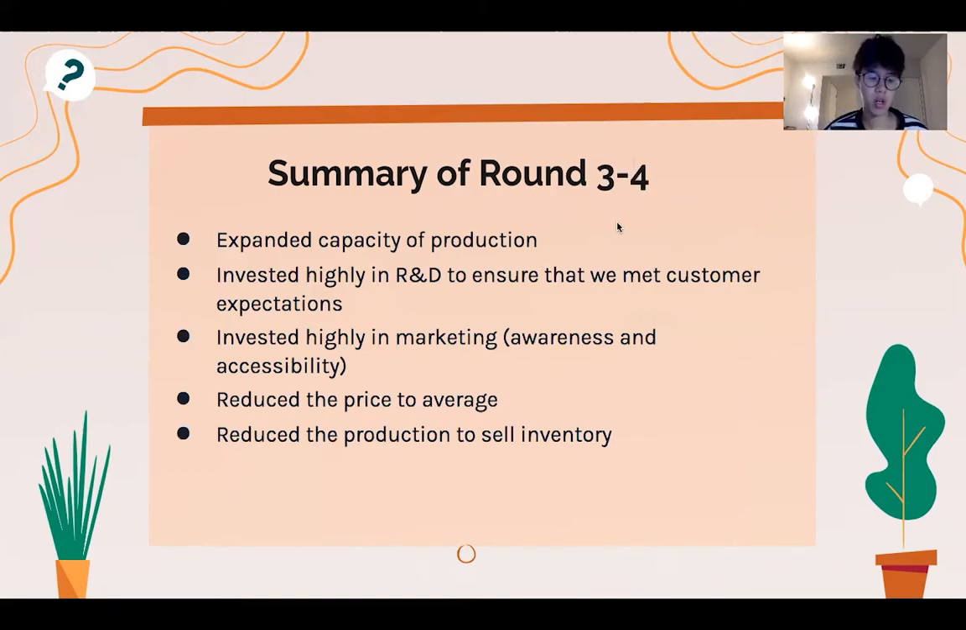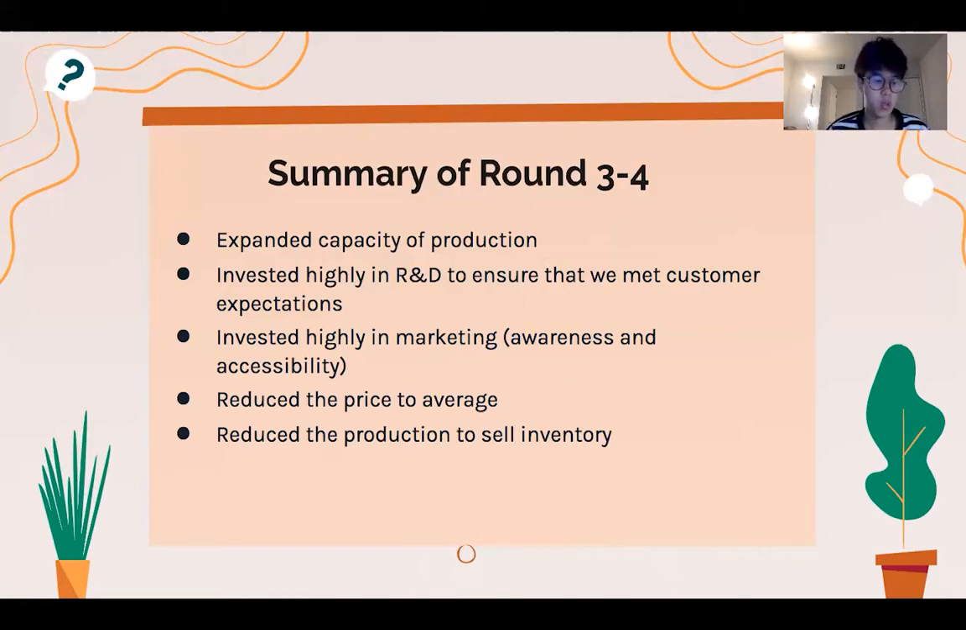After our product launch and seeing a good amount of sales, in round 3 and 4, we started to expand the capacity of the product. But before that, we still want to make sure that we met the R&D requirement. In the high-tech market, we need to make sure that age is within a year in order to have an appropriate launch. We keep investing in marketing to increase customer awareness and accessibility until it reached 100%.